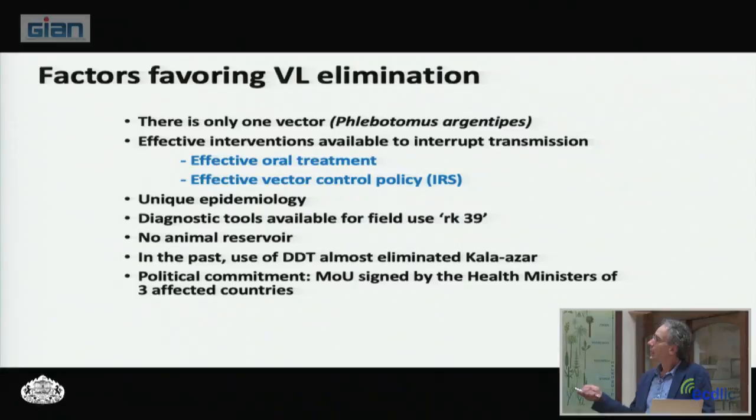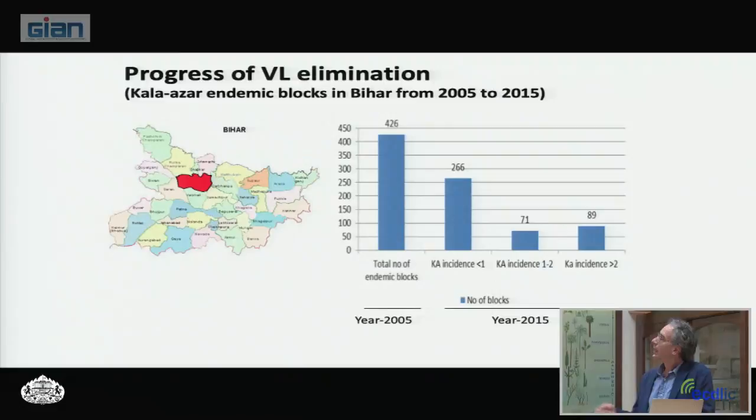And has paid off in a significant diminishment in the number of endemic blocks in Bihar. So these are Kala-azar incidence, again, less than one per 10,000 is the target. In 2005, there were 426 endemic blocks.